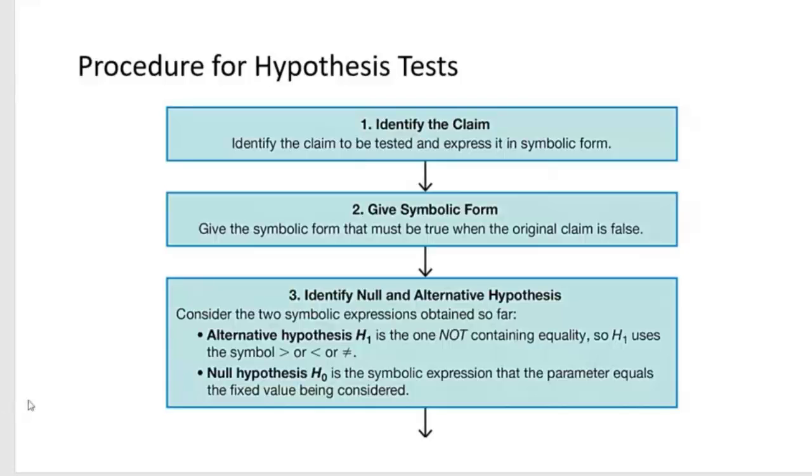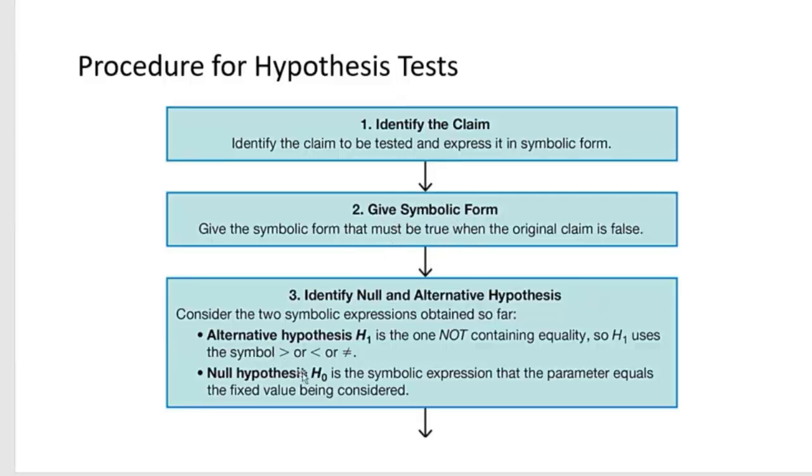Now the next couple of slides really are kind of an intro into the next section. So you will see that we've done some of this so far, but we have not completed the process. When we're looking at the procedure for hypothesis tests, we want to identify what the claim is. Now the claim may or may not be our null hypothesis. And we give a symbolic form, okay, that has to be true if the claim is false, but that's just putting it in the symbols for it.